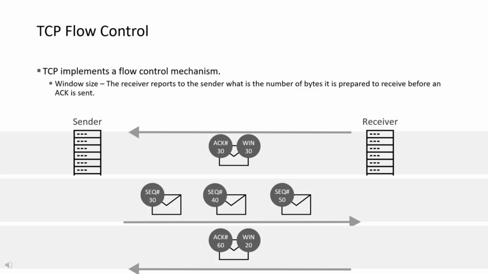Once again, we have seen only one side of the communication, but since TCP sessions are bidirectional, data is sent and received in both directions. This means that each side controls its receive window size independently.